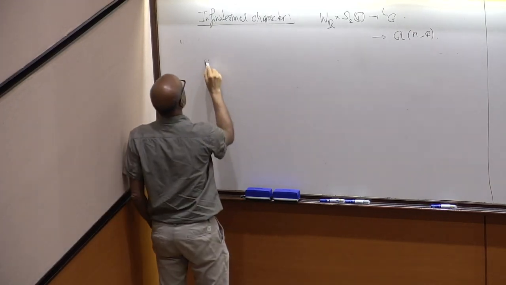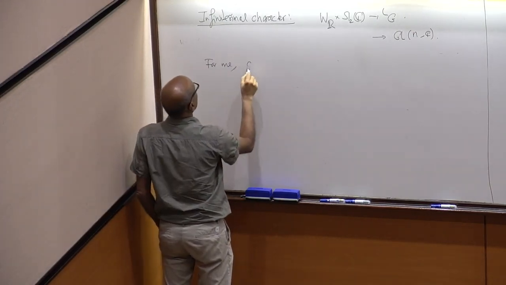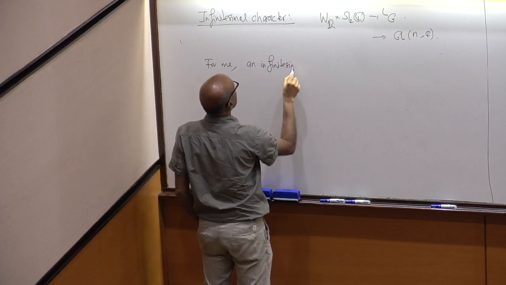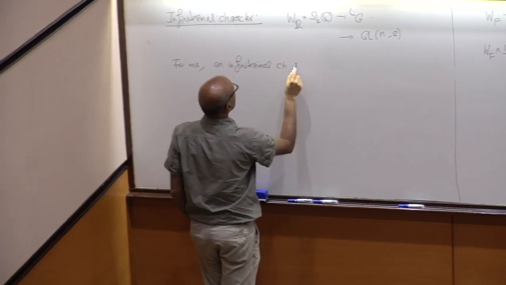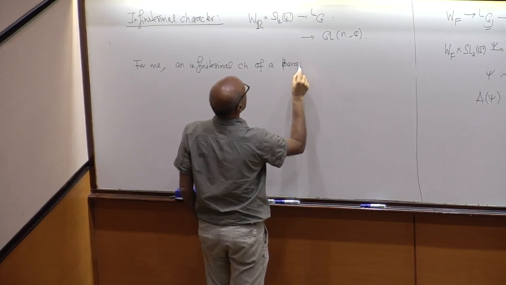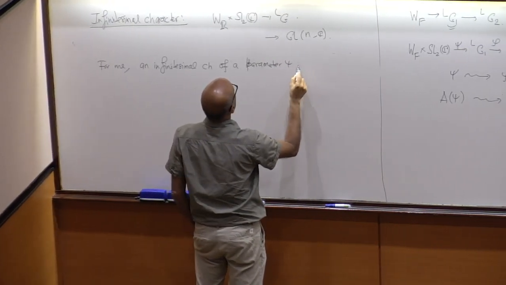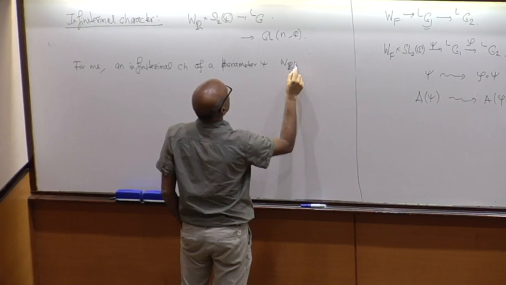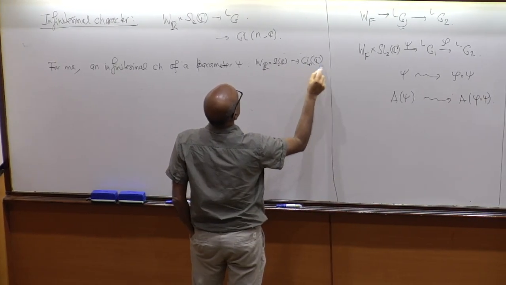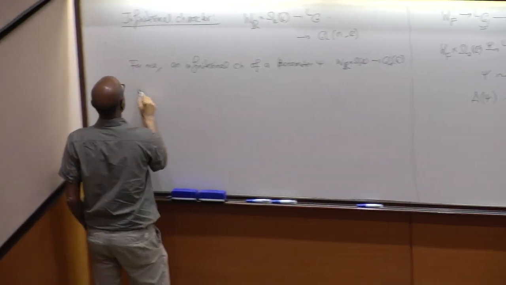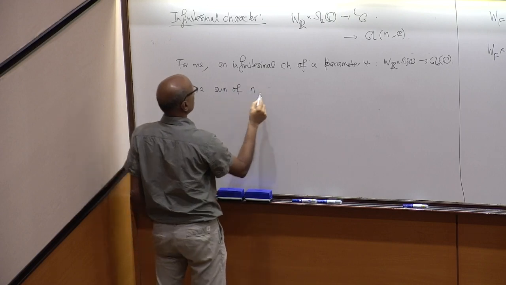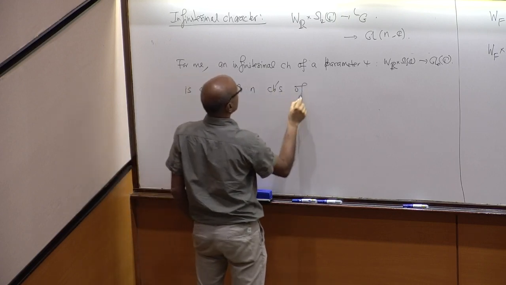So for me, an infinitesimal character of a parameter psi from WR cross SL2C to GLNC is a sum of n characters of R plus.